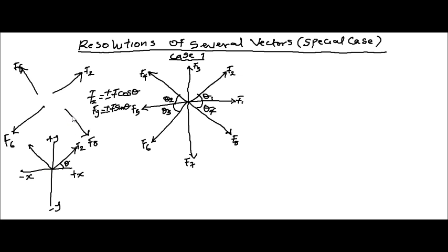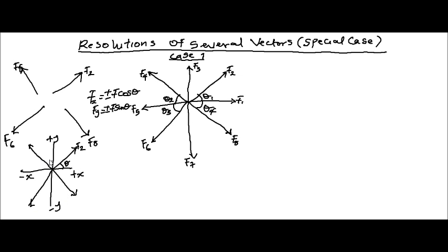Now if I want to pick another one like f8, f8 is here, it has a component on positive x and negative y. If you want to pick the x, f along x is f cos theta, and f along y will be negative f sine theta. The reason why it is so is because it's on positive x and negative y. Of course the same thing applies to this.